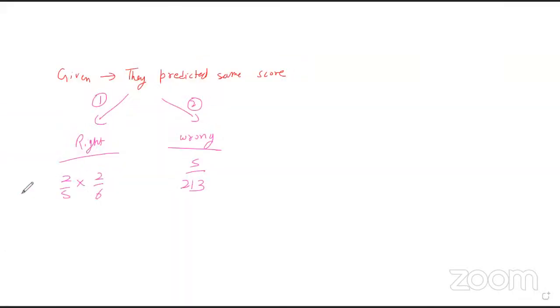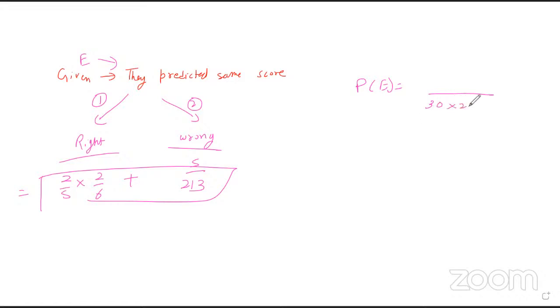Right. So you add them, you get the probability of the same score. Let's say this is event E. So we get the probability of event E as whatever the addition is. Okay. We got the probability of E.